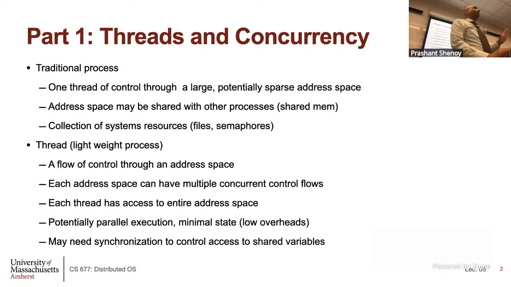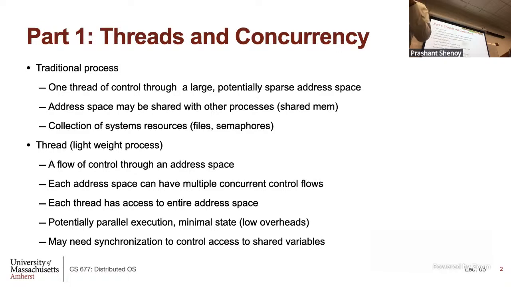In a traditional process, you have a single thread of control. There's only one instruction that you're executing at any given time. So you should think of a thread as a flow of control through an address space. And an address space might have multiple threads, or multiple flows of control, that are concurrently executing different parts of the process. So the way you want to think about a process with multiple threads, which is called a multi-threaded process, is that this address space has multiple things that can execute concurrently.